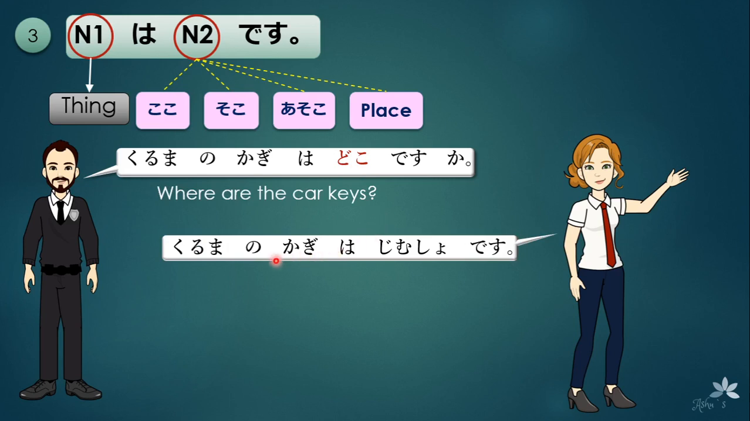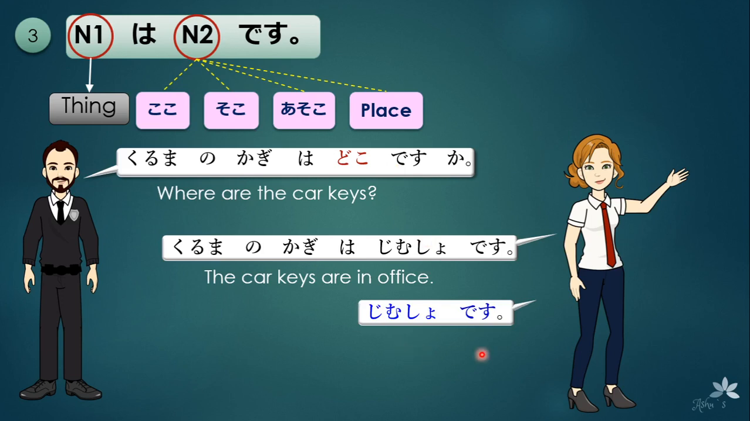She replies, Kuruma no kagi wa jimusho desu. The car keys are in the office. Now here, in place of N2, we have the word jimusho. This is another place. So the car keys are in the office. It can also be replied as just jimusho desu. In the office.